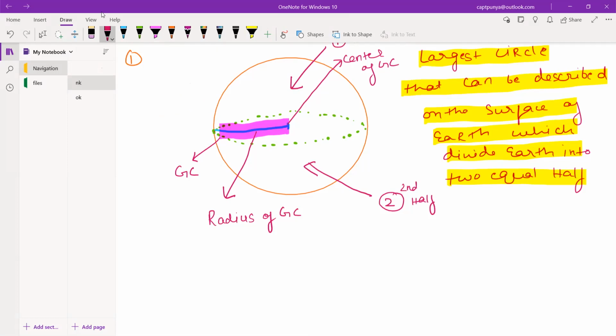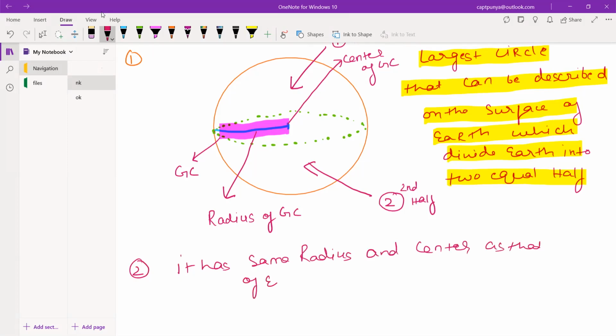So whatever is the center of earth is the center of your great circle, and whatever is the radius of the earth will be the radius of the great circle. So this is my point number 2 in terms of great circle, which is it has the same radius and center as that of earth.